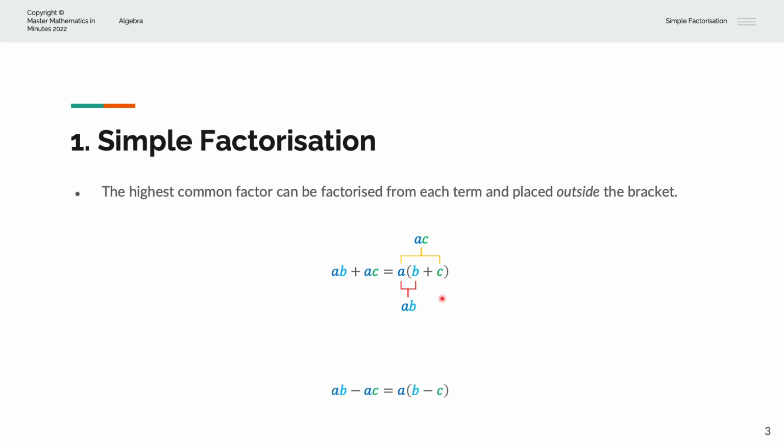Let's consider a second example with AB minus AC. Once again, A is the highest common factor which we can factorize and put outside the brackets, with B minus C inside the brackets. To check our answers, we have AB as the first term on the left-hand side, and A multiplied by minus C as the second term. So the expansion of this bracket equals the expression on the left-hand side, but we factorize A on the right-hand side. Let's take a look at a couple examples now.